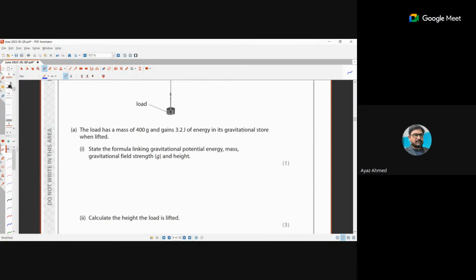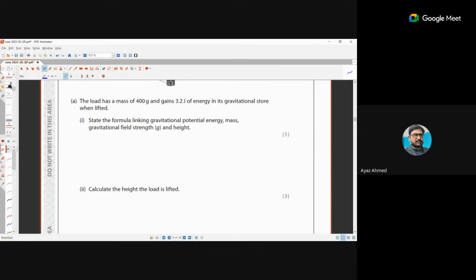And once you are going to use this, a load has a mass of 400 grams. This is the information. It gains 3.2 joules of the energy in its gravitational store when it is lifted. Okay, so once it is lifted, it means it gains the energy of this 3.2 joules. That is the gravitational potential energy.